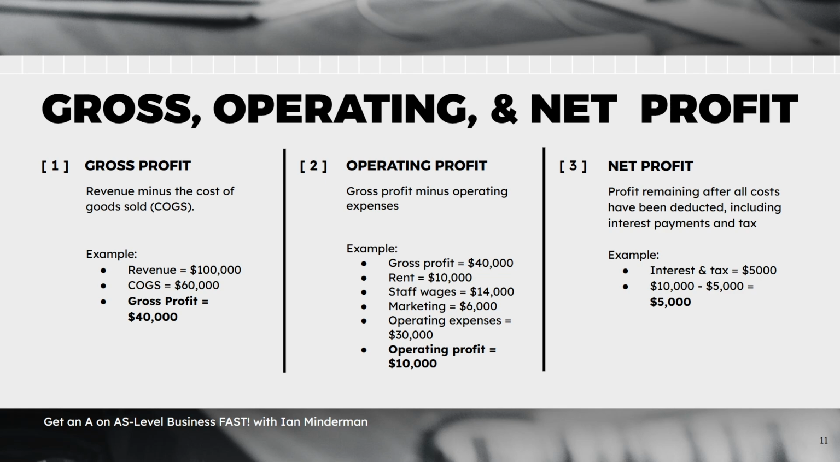So let's keep going with the same example. Let's say that your interest and tax was $5,000. So let's take the operating profit. That's $10,000 minus $5,000. That means your net profit was $5,000 from $100,000. It's just an example, but that ain't great.